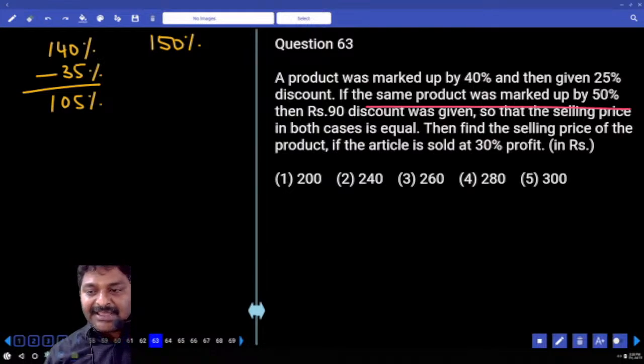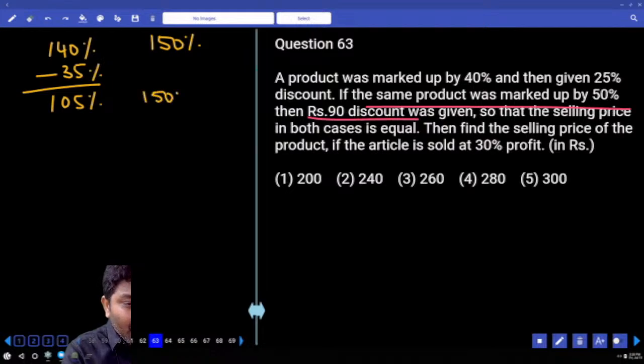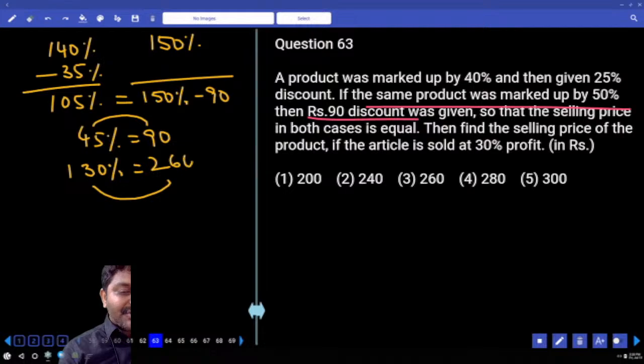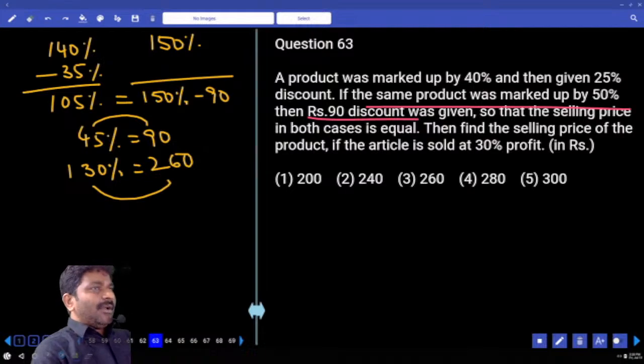But now in the second case, they are giving a discount, so the selling price is equal to 150% minus 90. And both are equal, right? 45% is equal to 90. When there is 30% profit, you have to sell it at 130%, which is equal to double 260. That is not required here for this question because there is only a 13 multiple available, and all options are ending with zeros. Easily we can identify whether it is a 13 multiple or not.